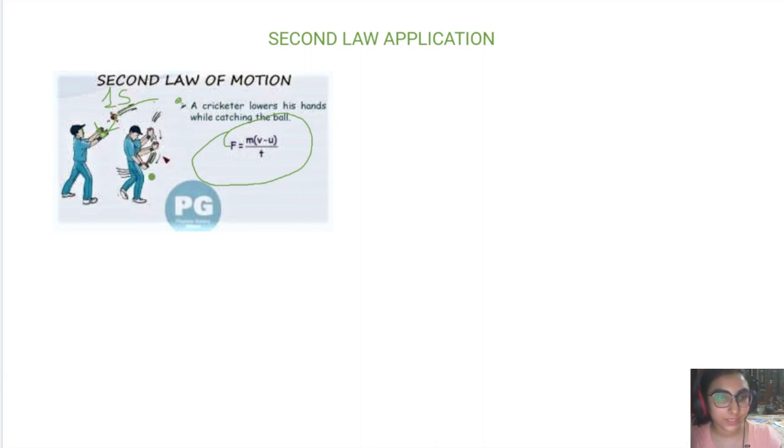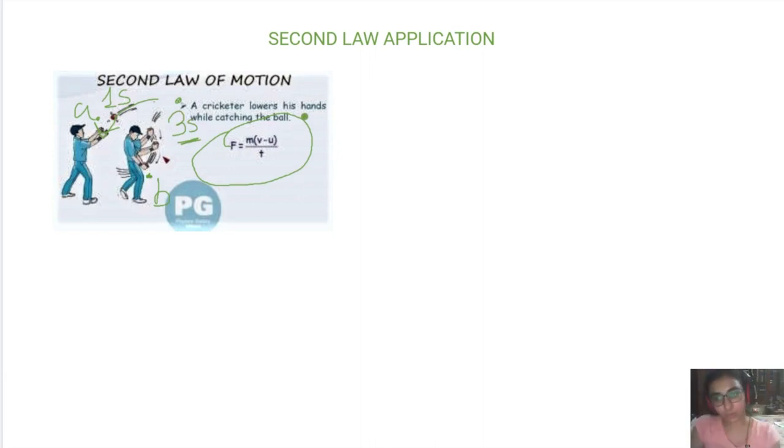Now, if the cricketer's hand is here at this position, let this position be A, the first position, let this position be B. Okay. So at position B he's catching the ball, then obviously it will take more than 1 second, right? So let's call it 3 seconds. So now what is the logic behind it?